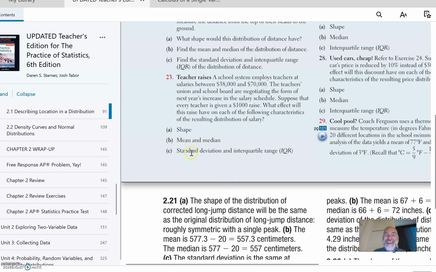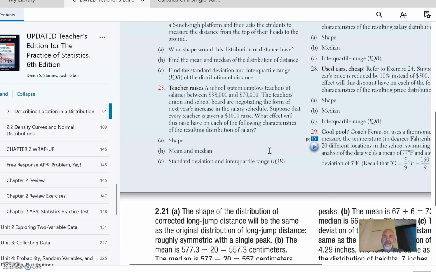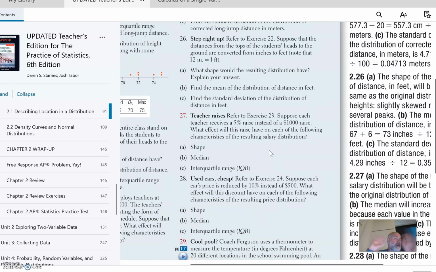I'll just say that. And then standard deviation and IQR, those are measures of spread. So when you add 1,000 to everybody's data value, does that change the spread? And then in 27, they say, okay, well, hold on a second.